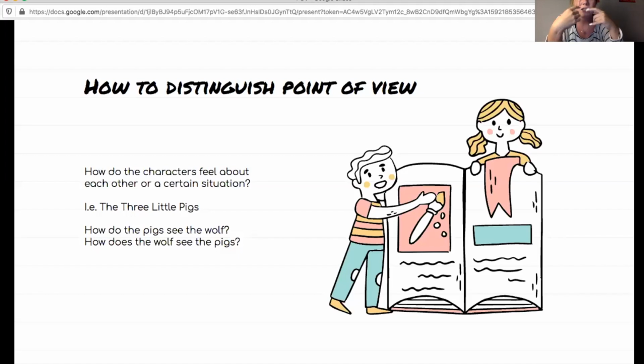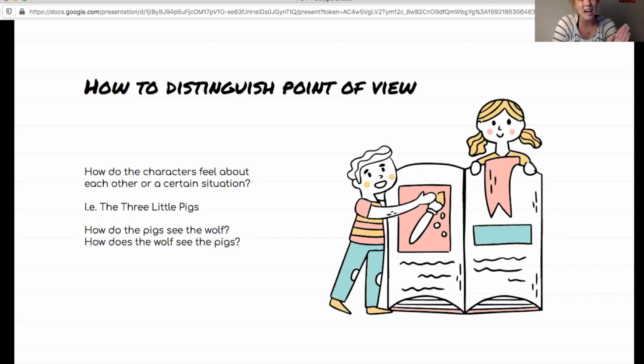Does he see them as friends? Does he call up the pigs on the weekend and say, hey, what are you doing? No, I don't think so. Does he think of them as food as opposed to actual animals? That sounds a little bit more like it.